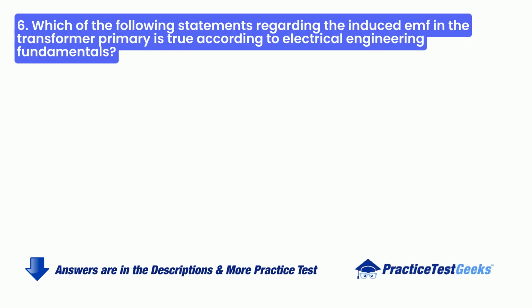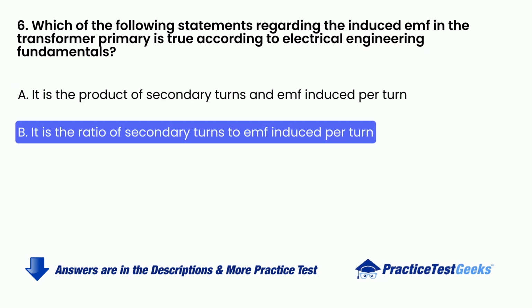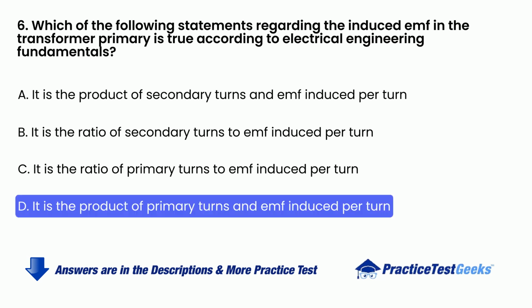Which of the following statements regarding the induced EMF in the transformer primary is true according to electrical engineering fundamentals? A. It is the product of secondary turns and EMF induced per turn. B. It is the ratio of secondary turns to EMF induced per turn. C. It is the ratio of primary turns to EMF induced per turn. D. It is the product of primary turns and EMF induced per turn.